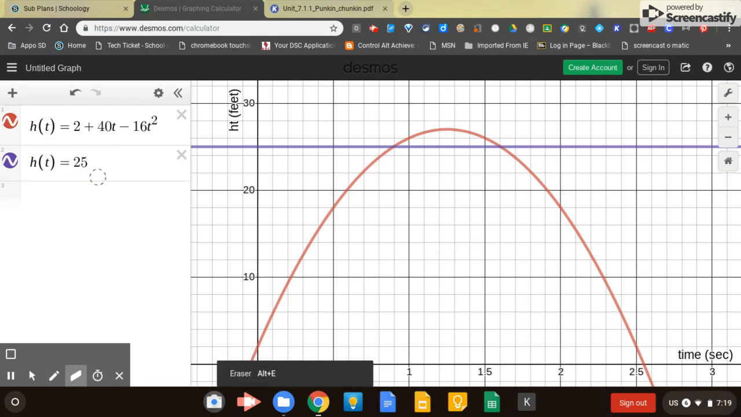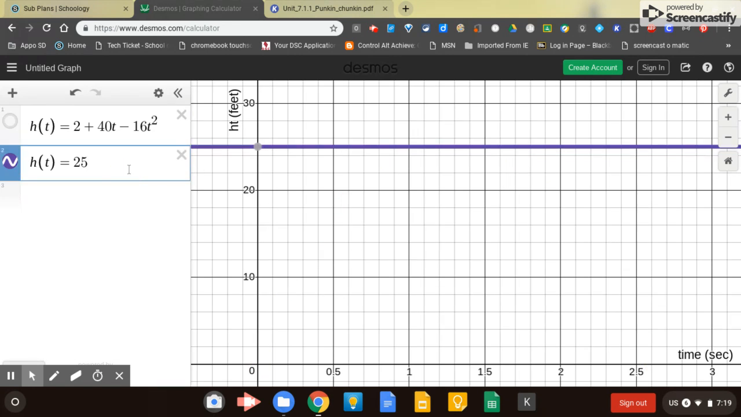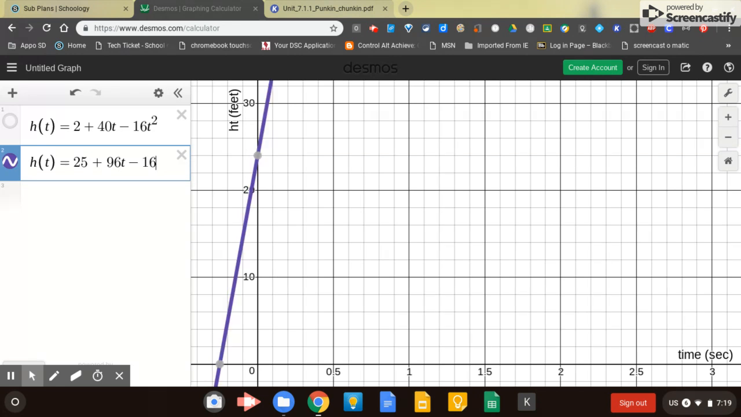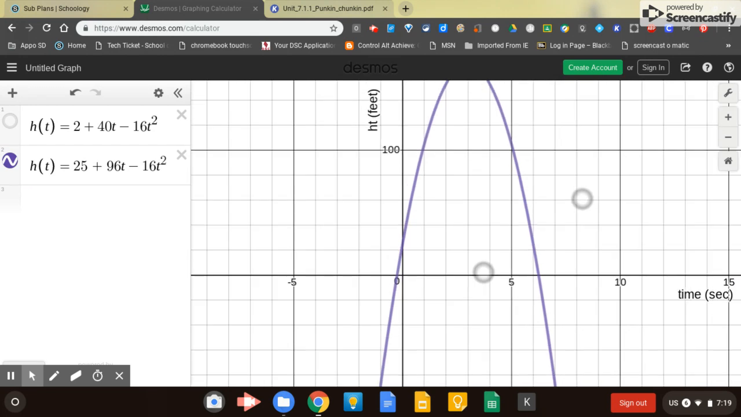So if I now look at, get the cursor again. There we go. I want to change this equation now to plus 96t minus 16t squared. Oh my, look, that's all I see. This little part right here, that's all I see. So I know that there's got to be more. One of the nice things about this is I can scroll out, I can pinch it and find it.